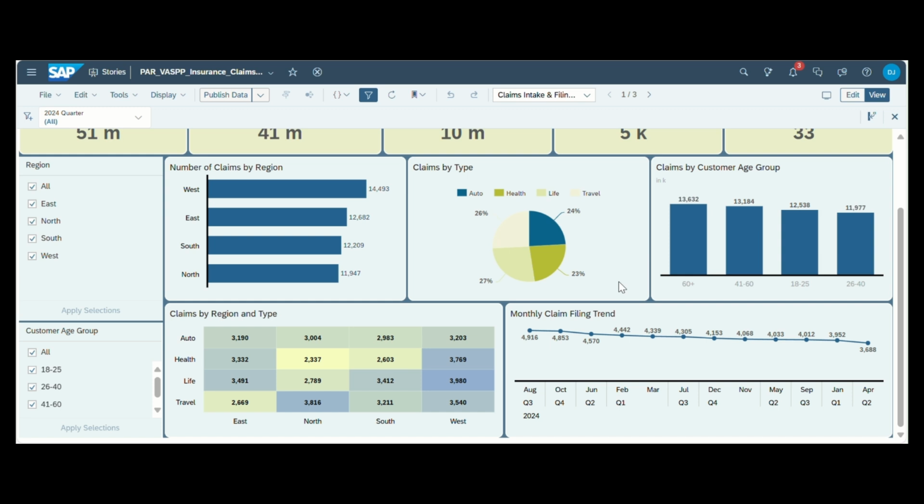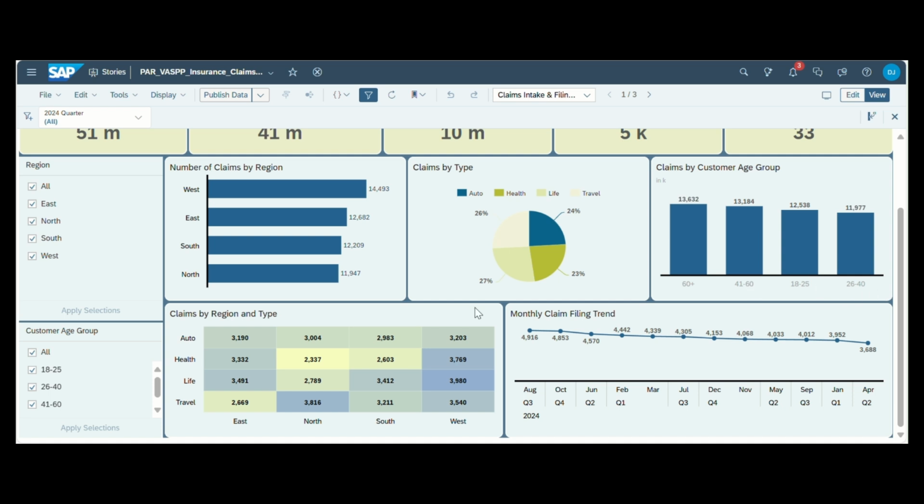Then comes one of the most revealing visualizations, claims by customer age group. Here, the 60-plus group tops the chart at 13,632 claims, followed closely by 41 to 60 and younger age bands. This shows not only who is using your products the most, but also where age-specific challenges, like documentation gaps, digital accessibility, or medical needs, may require enhanced support.